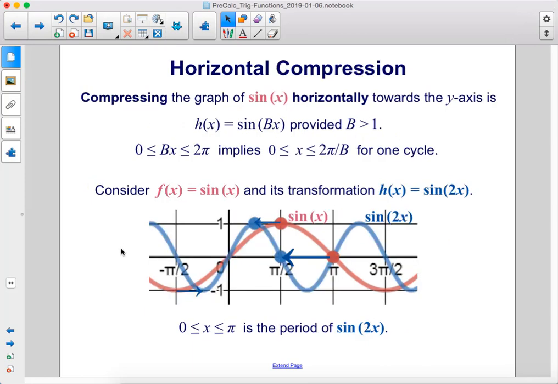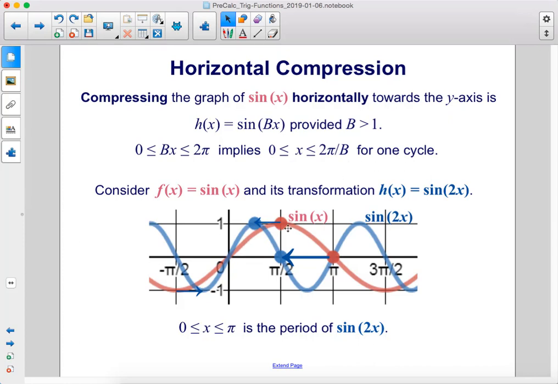Compressing the graph of sine x horizontally towards the y-axis is h of x equals sine of bx, provided that b is greater than 1. bx is greater than or equal to 0 and less than or equal to 2 pi implies that x is greater than or equal to 0 and less than or equal to 2 pi over b for one cycle.